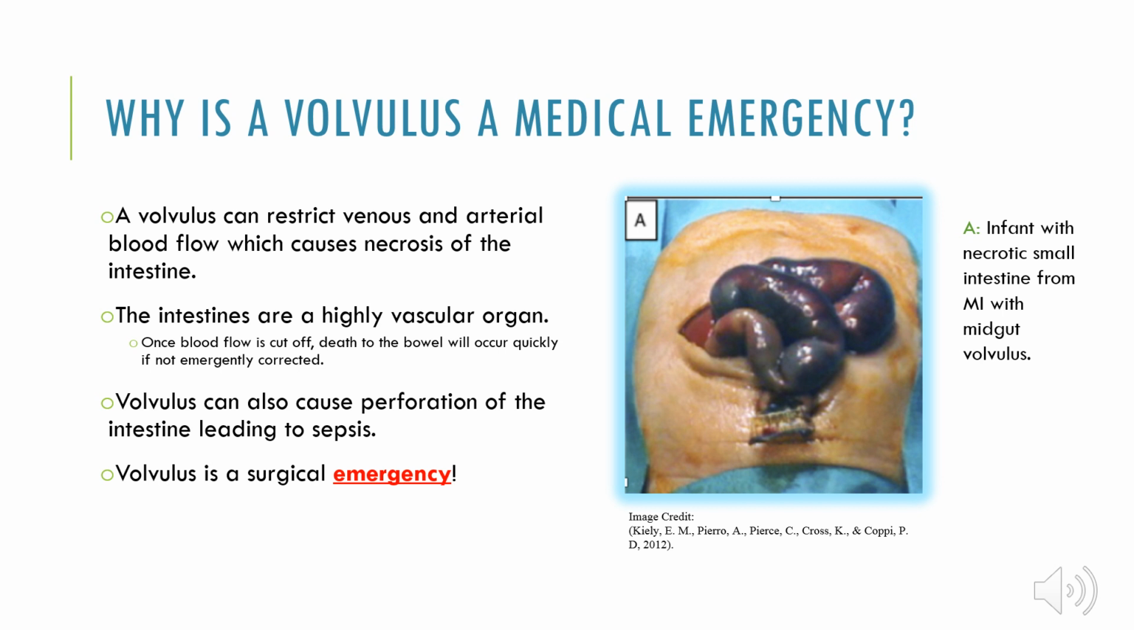So, why is a volvulus a medical emergency? A volvulus can restrict venous and arterial blood flow, which causes necrosis of the intestine. The intestines are a highly vascular organ. Once blood flow is cut off, death to the bowel will occur quickly if not emergently corrected. Once a volvulus has occurred, death to the bowel occurs in less than 2 hours. Volvulus can cause perforation of the intestine, leading to severe decompensation and sepsis. Volvulus is a surgical emergency.